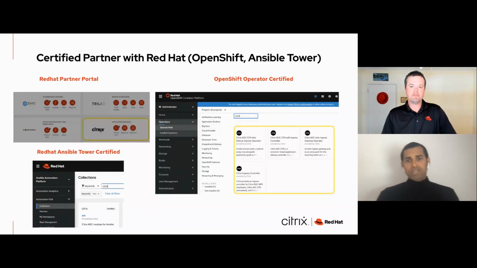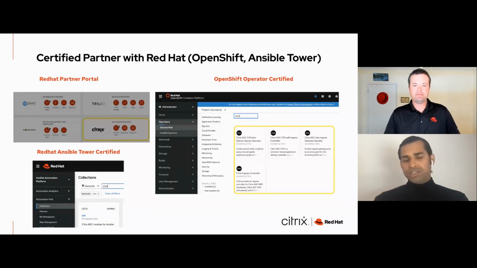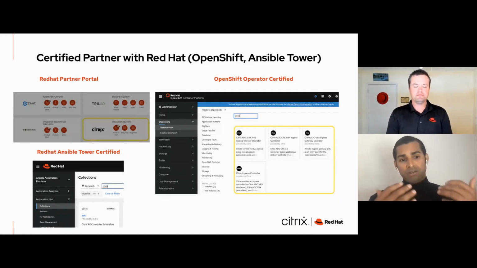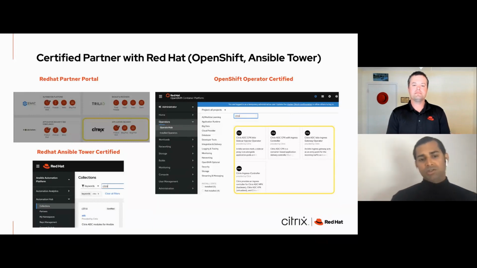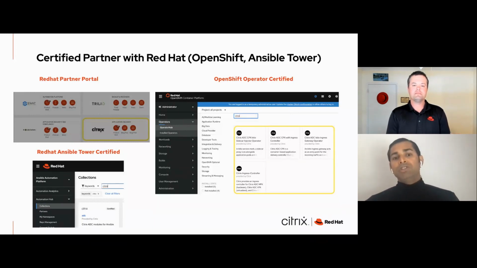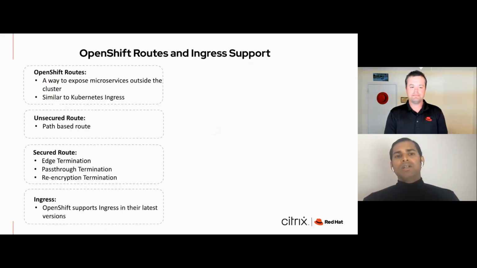Not only that, as we are moving towards continuous integration, continuous delivery, and GitOps principles, having an automation module, again, certified by Red Hat becomes very important. And we are also a Red Hat Ansible certified solution. So you can go to the Ansible Tower portal and look for Citrix, and you will see all kinds of modules which you can integrate in your automation environment. Right. So now let's get deeper into what kind of integrations we have with OpenShift.